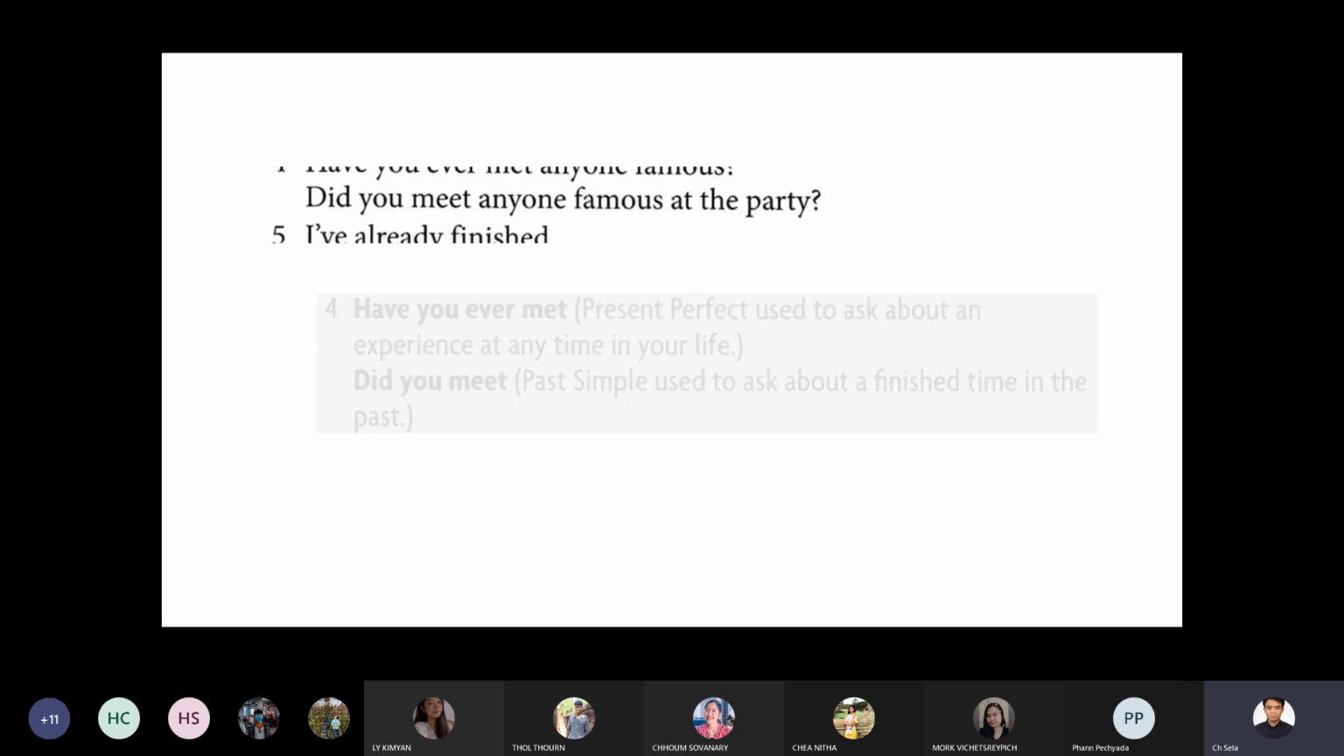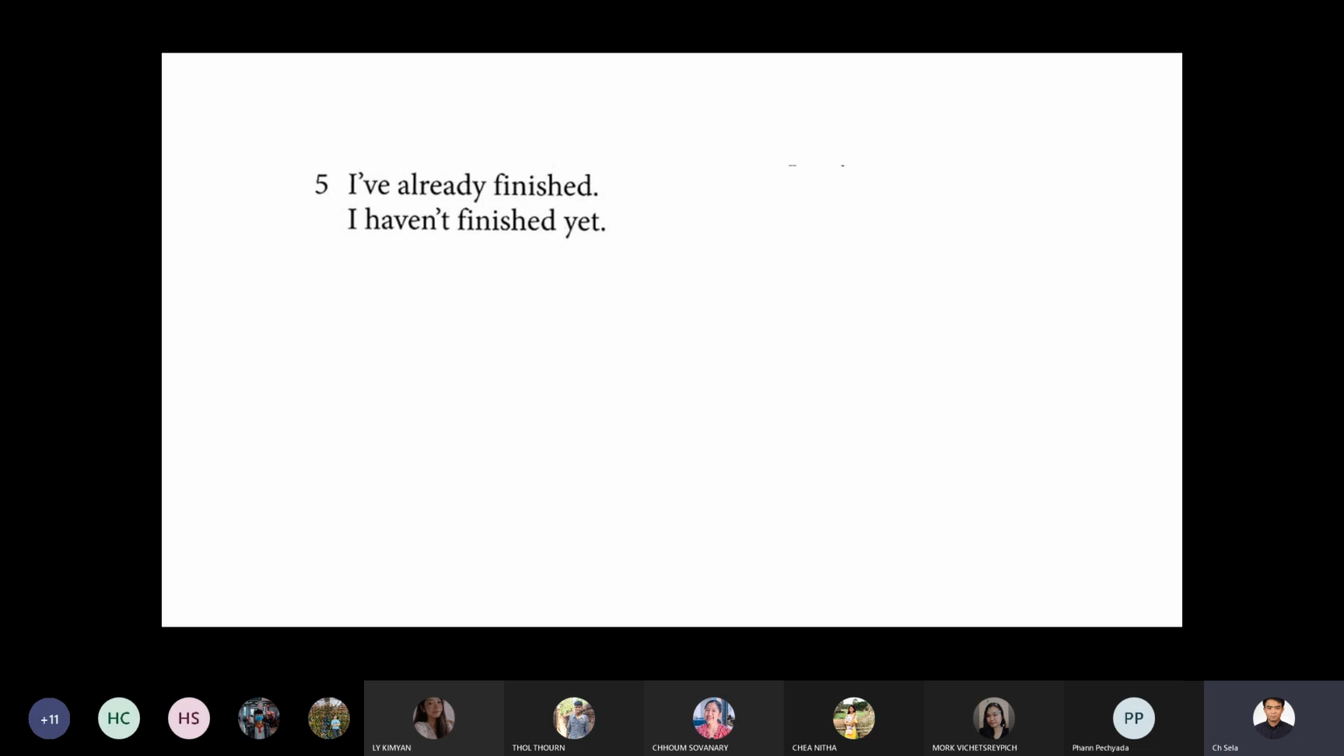Okay, now let's go to number 5. I've already finished and I haven't finished yet. So this one, would anyone like to try? Okay, so Con, please. Yes, I want to try. One, I have already finished it, present perfect. And the second one, present perfect, and two, present perfect continuous.